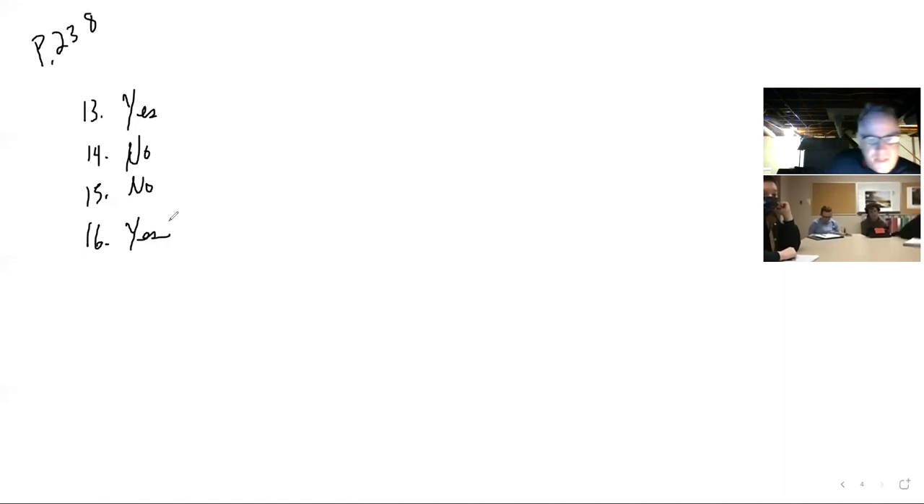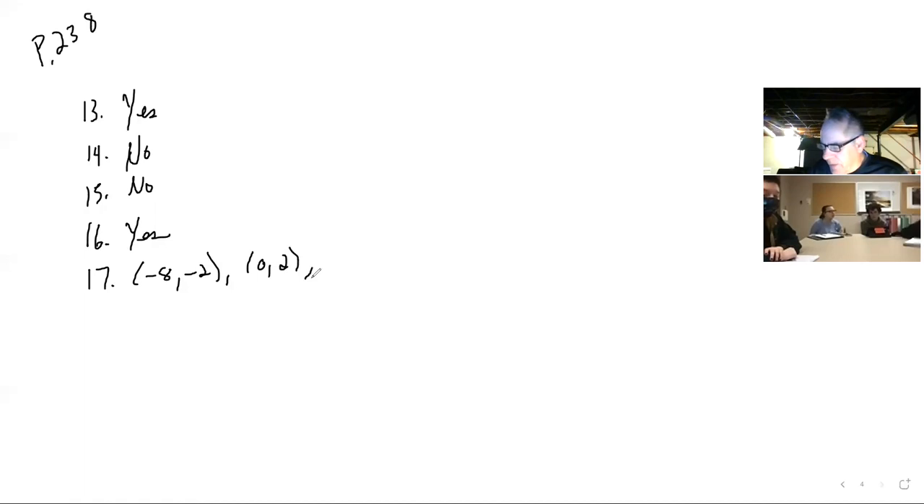Now, 17. We want to list the intervals where we're increasing. Looking at that graph, I would say from -8 to -2. The graph is moving up. It is also moving up from 0 to 2. And also one other interval, and that would be 5 to 7. Absolutely. Okay.